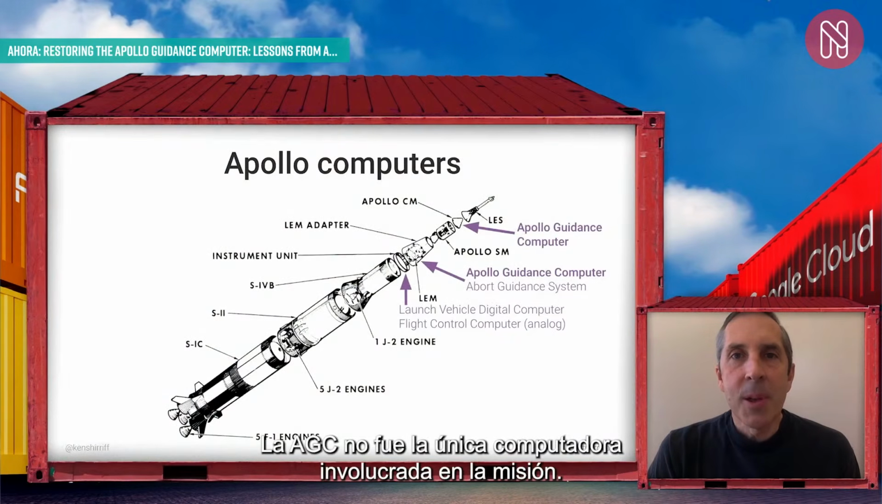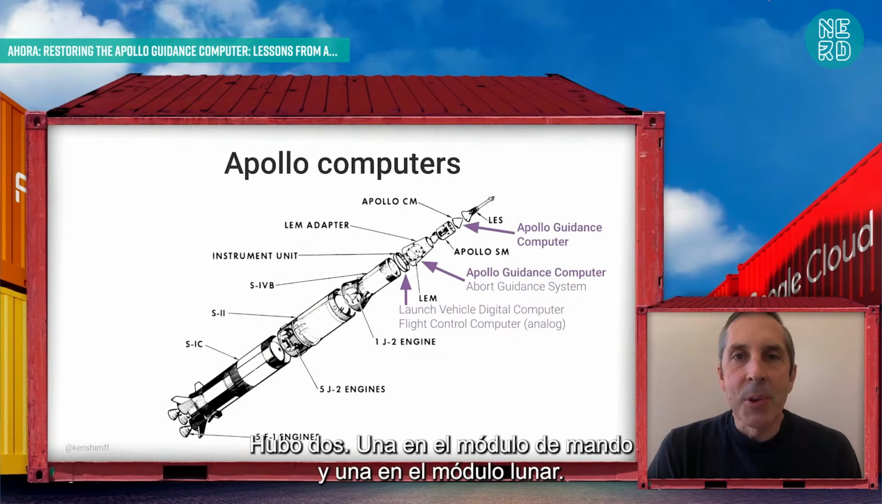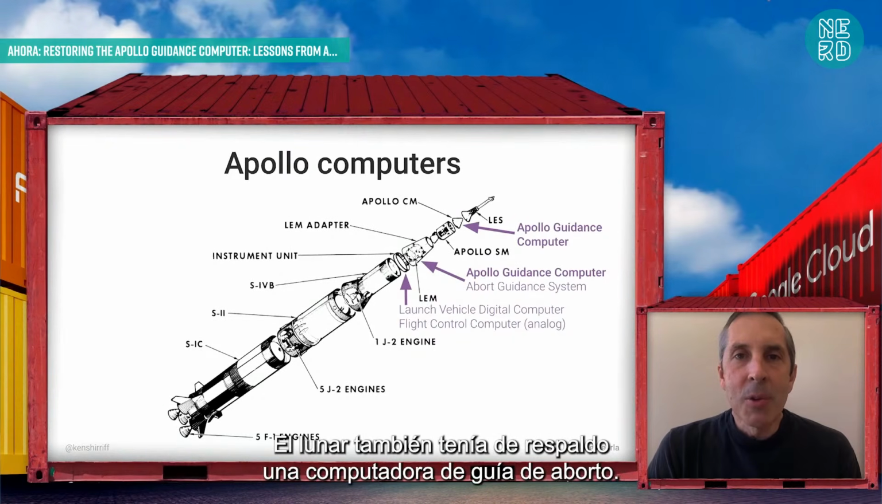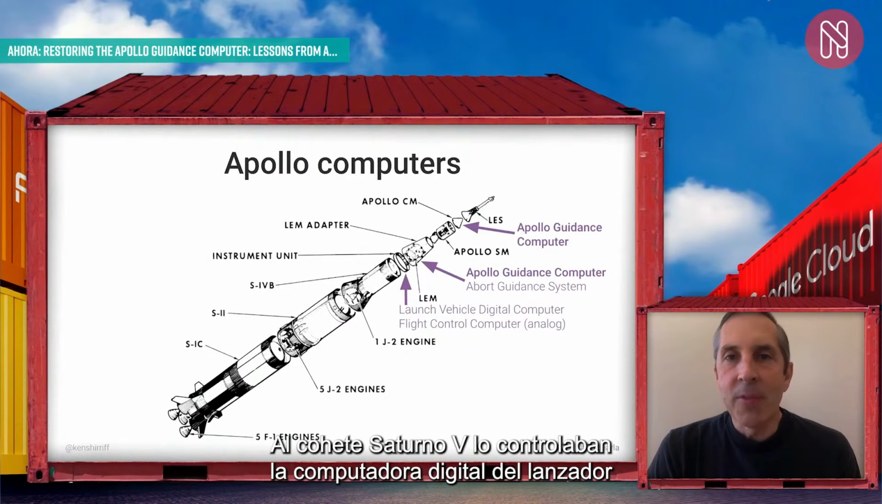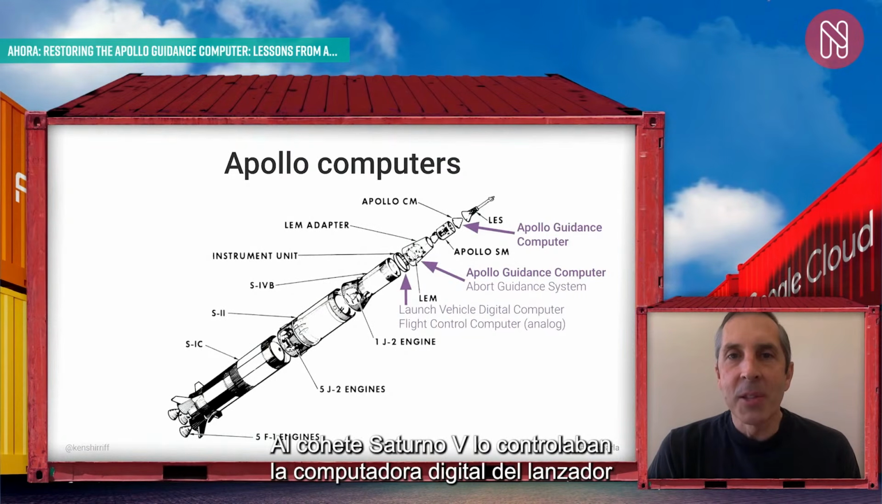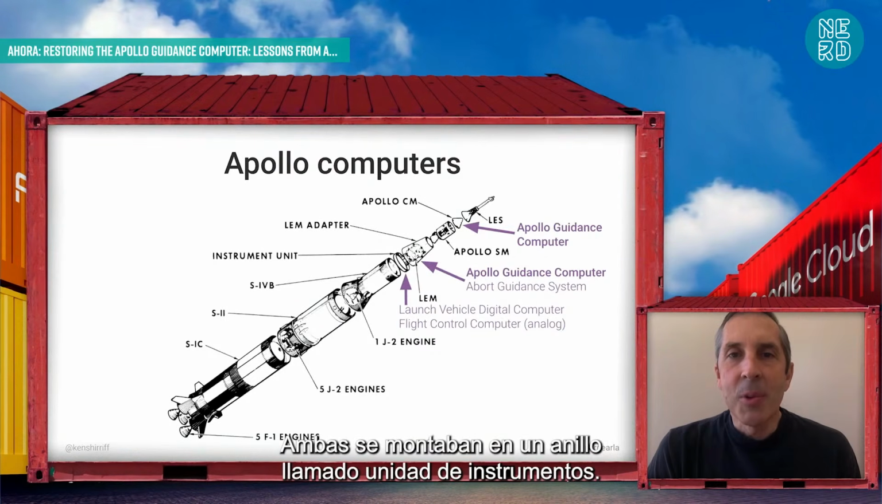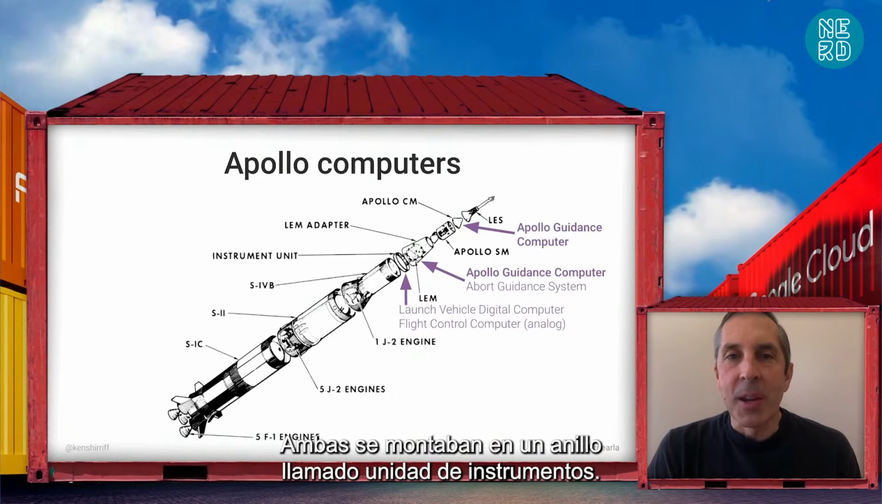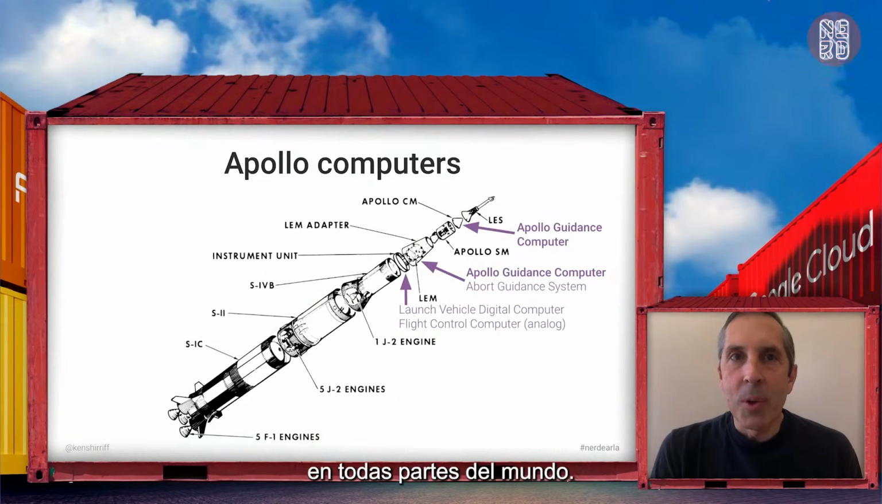I should mention that the Apollo guidance computer wasn't the only computer involved. There were two Apollo guidance computers, one in the command module and one in the lunar module. The lunar module also had an onboard guidance computer for backup. The Saturn V rocket was controlled by the launch vehicle digital computer and the analog flight control computer. These two were mounted in a ring called the instrument unit. There were also many computers on the ground at sites all around the world.